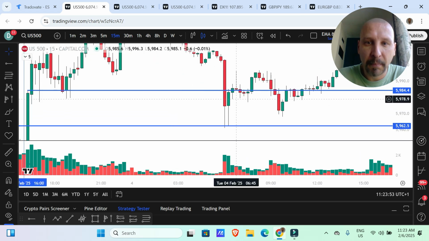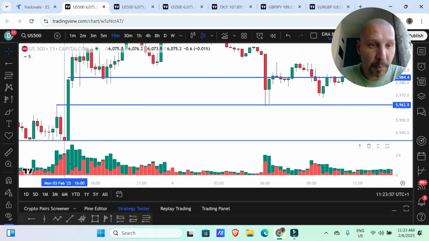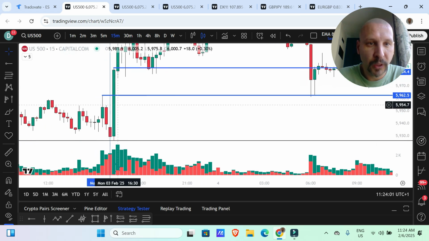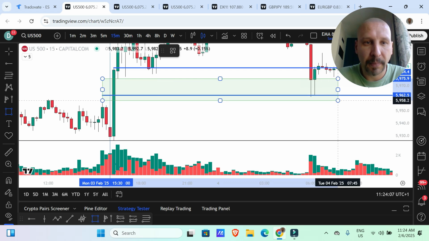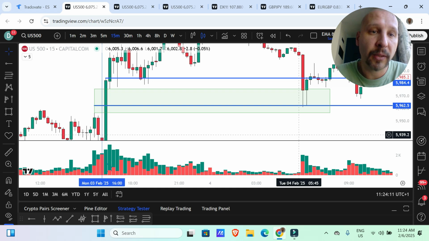The price came back exactly to our buyer. And this is where the buyer is. He was exactly hidden. If we put a box here, this would be considered a fair value gap, ICT, if you follow it. If not, it doesn't really matter. It's an imbalance, and the price will come back. And this buyer is actually loading up.